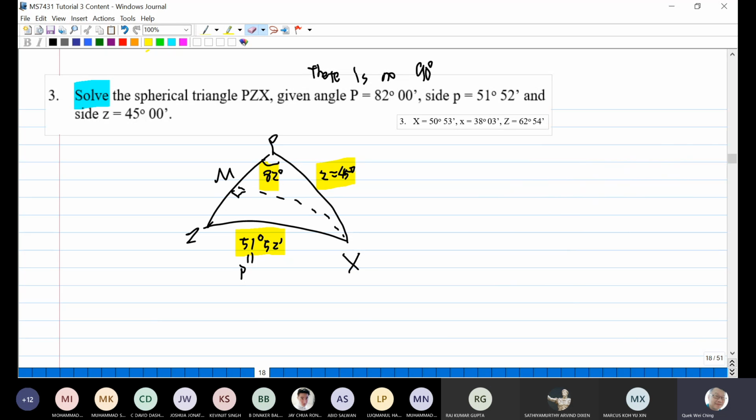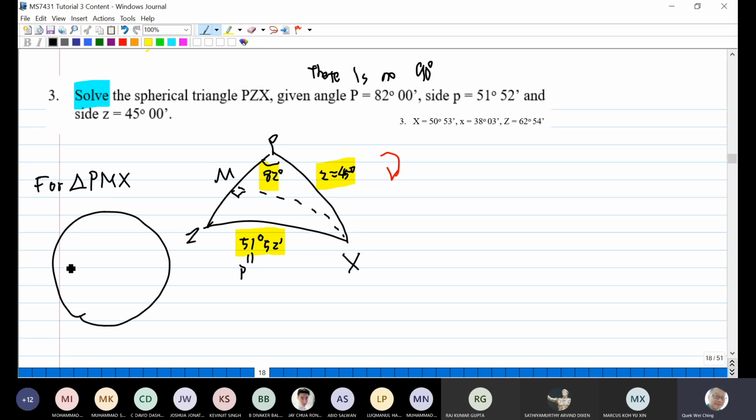So I'm going to draw a Napier's view. Let's draw the Napier's view for X, M, and P on the left hand side, triangle PMX first. Remember using clockwise, right? So I'm using clockwise here. I'm going to draw a Napier's view clockwise, so the upper half has 2 parts, the lower half has 3 parts, for triangle PMX here.